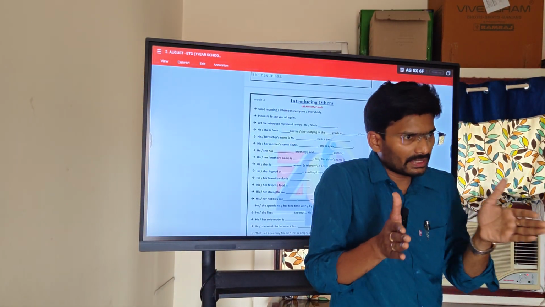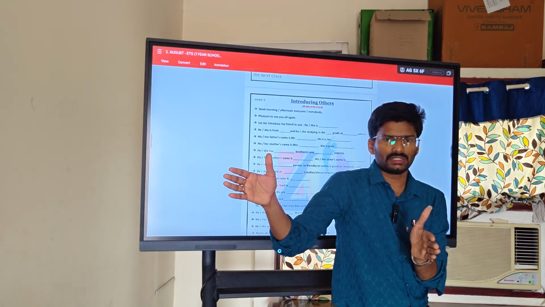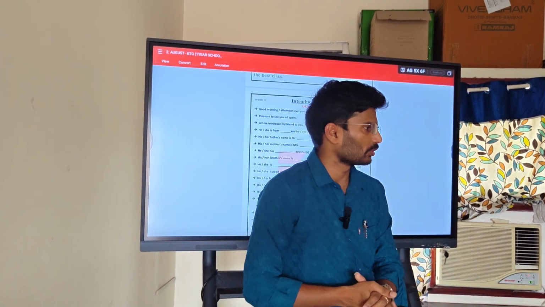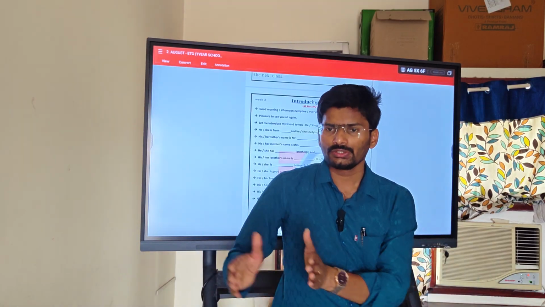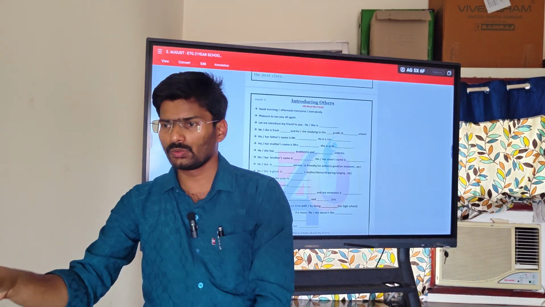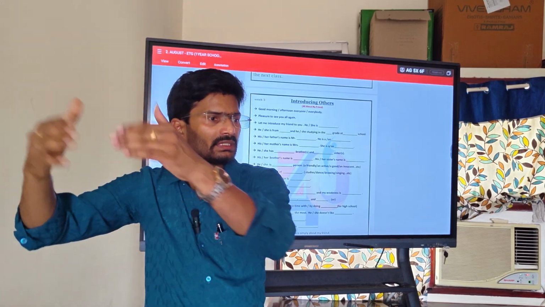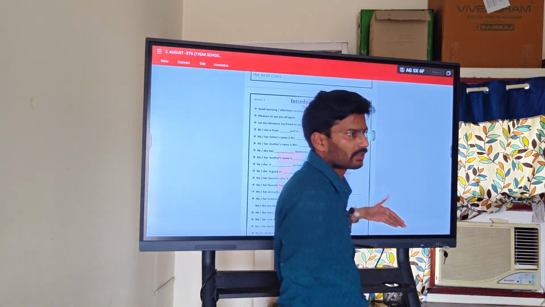Do you understand? Making them as pairs, you can take them to any ground or something. But if you are allowed only in the classroom and don't have any ground, make them as two members, pairs. In one bench, two or four members, these two one pair, these two one pair. Likewise, give some time to get to know about his friend or her friend.